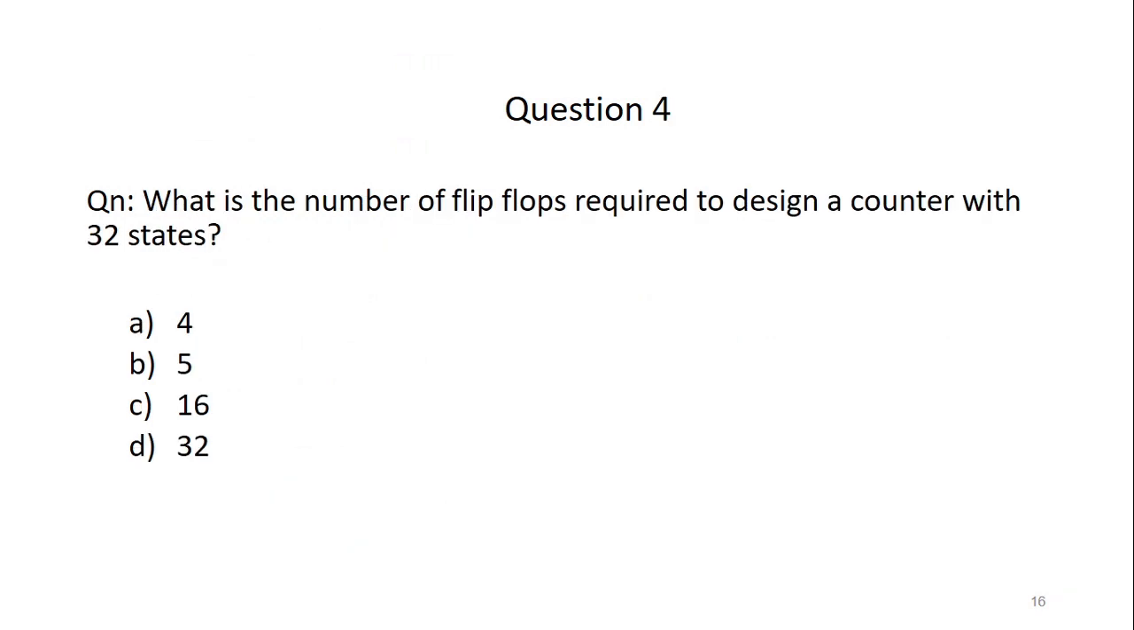Next, what is the number of flip-flops required to design a counter with 32 states? 32 states means from 0 to 31. So 0 to 31 means 32, which we can write as a power of 2 as 2 raised to 5. So the number of flip-flops required to design the counter is 5.